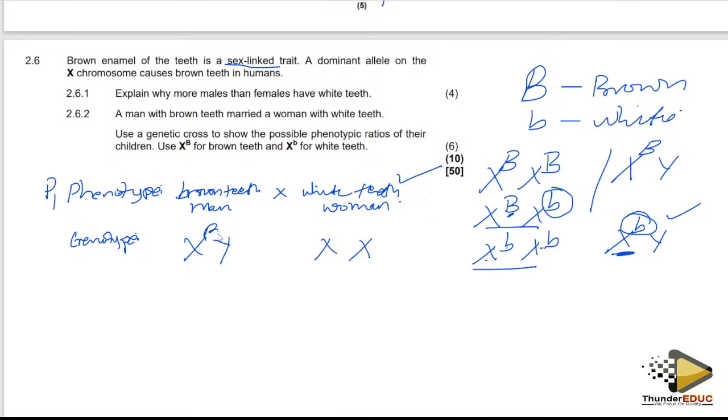So remember, they have only one option. Then they are saying white teeth. Remember, white teeth can only be like this: small b, small b. Now we give you another tick. Now don't forget this. You go to meiosis. Meiosis, what does it do? It splits these two and then splits that one also.